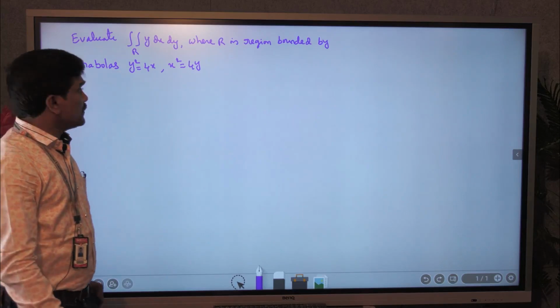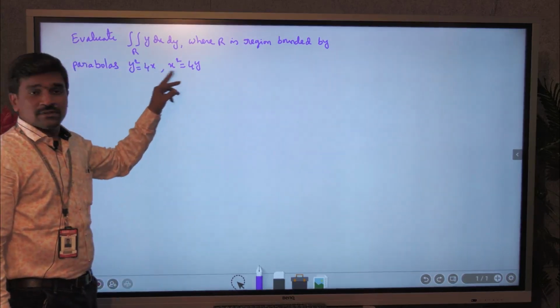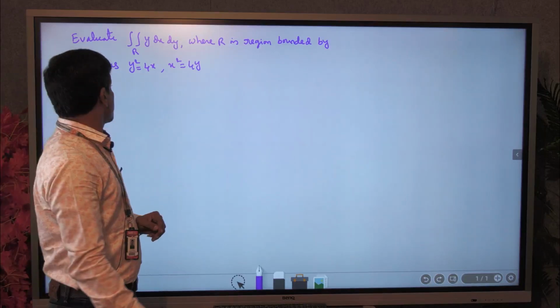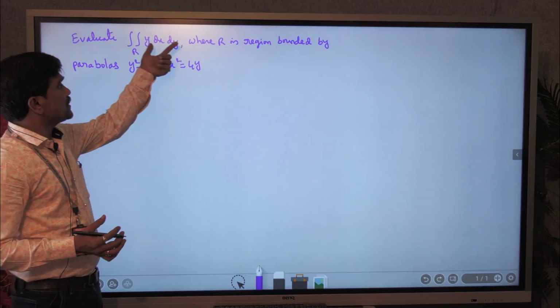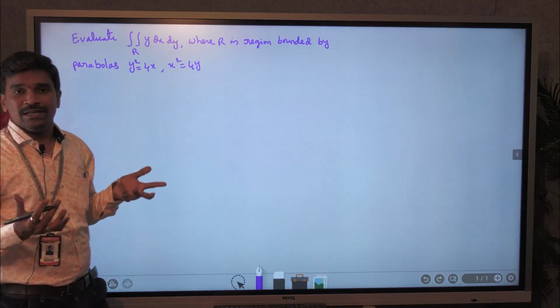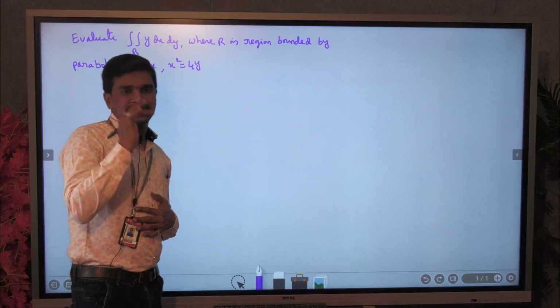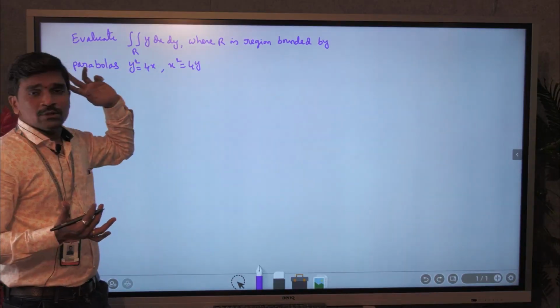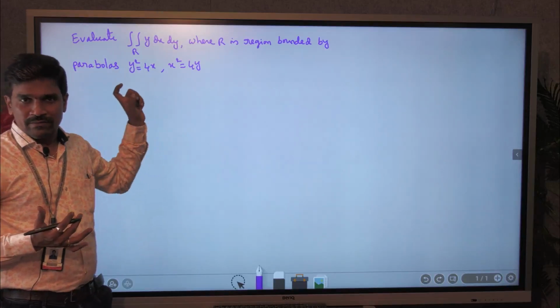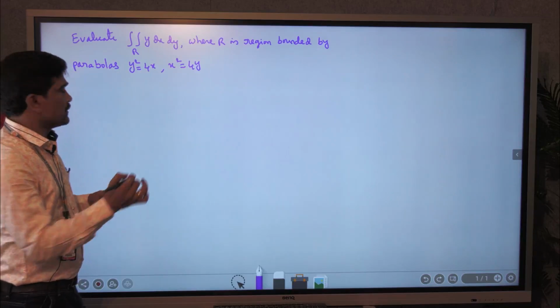So in this problem we are given R is the region bounded by these two curves, that are parabolas. Now first of all, here double integration with respect to x and y, then what are the limits of x and y? First of all, we have to find limits of x and y. So how to find limits of x and y? From given curves. So here given curves are parabolas, right? So first of all, draw the curve.